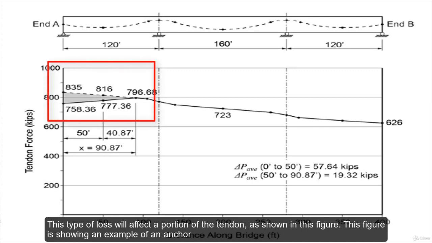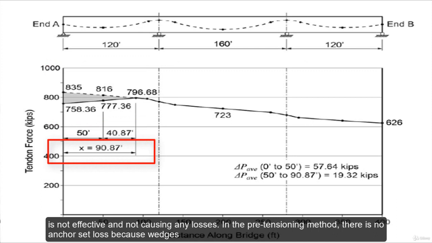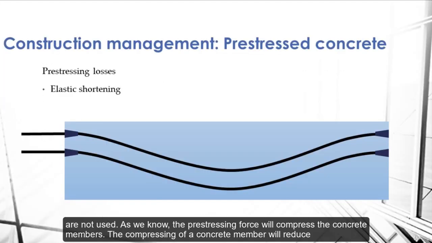This figure is showing an example of an anchor set. The shaded area is the area of anchor set loss, and we can see in this figure the point of zero movement where the anchor set is not effective and not causing any losses. In the pre-tensioning method, there is no anchor set loss because wedges are not used.